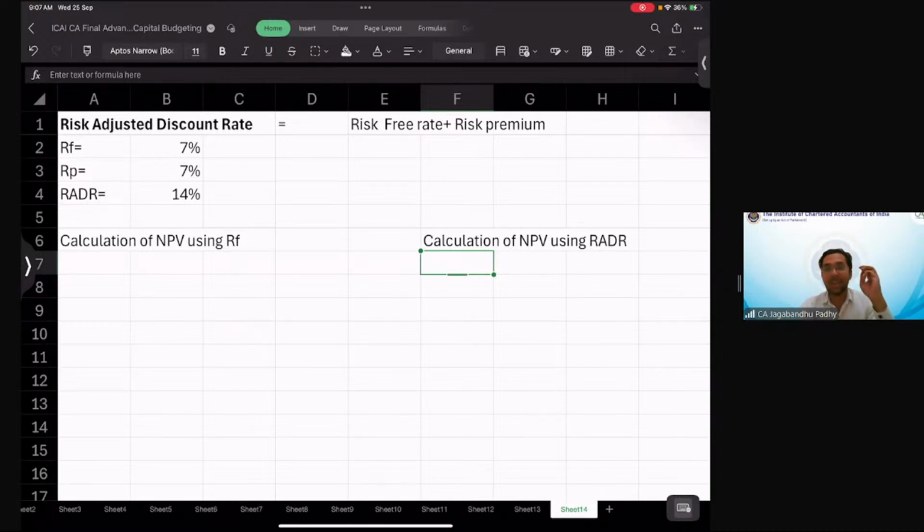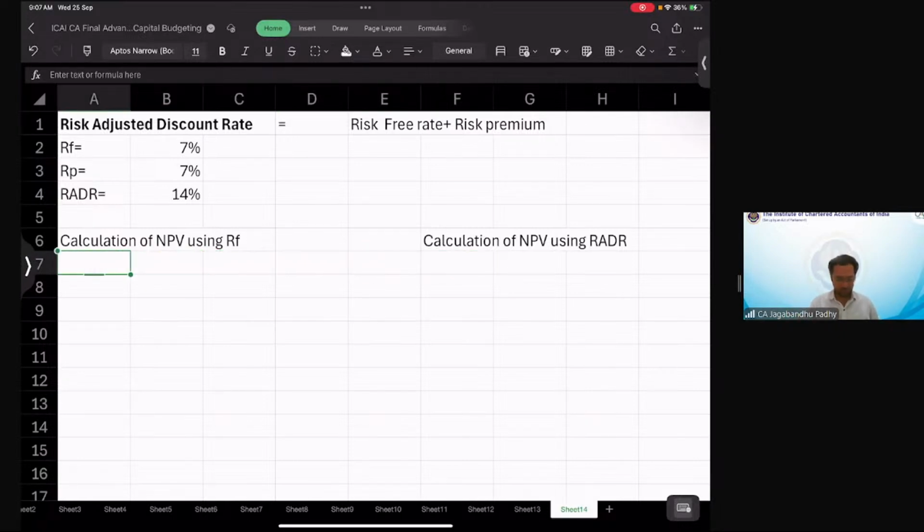Where will you find the NPV, net present value, to be lower? Lesser NPV. Where are we going to have the lesser NPV? In the risk-free rate or in the risk-adjusted discount rate? Of course, risk-adjusted discount rate, because the discounting factor is higher, right?